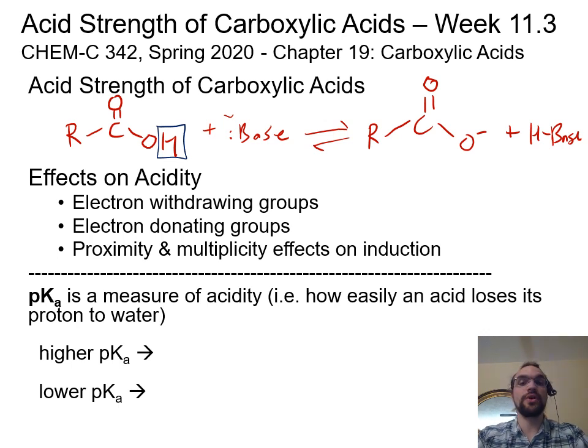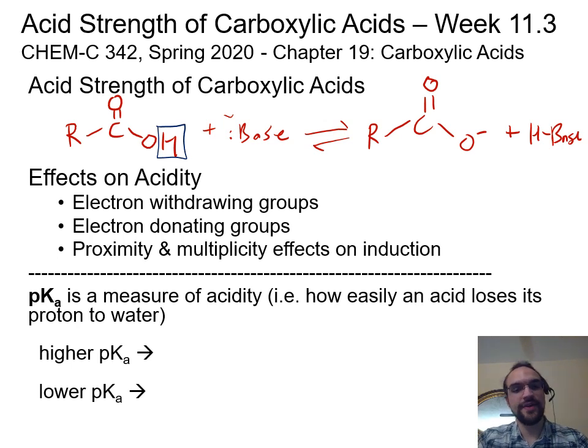And so that's kind of what we're going to look at today: how do you decide in a situation like this. And so we'll look at carboxylic acids and some of the effects on acidity. We'll bring back the concepts of electron withdrawing groups, electron donating groups, and in terms of the inductive effect, what's the effect of having more of these groups nearby or fewer of them? How does that change the acidity?